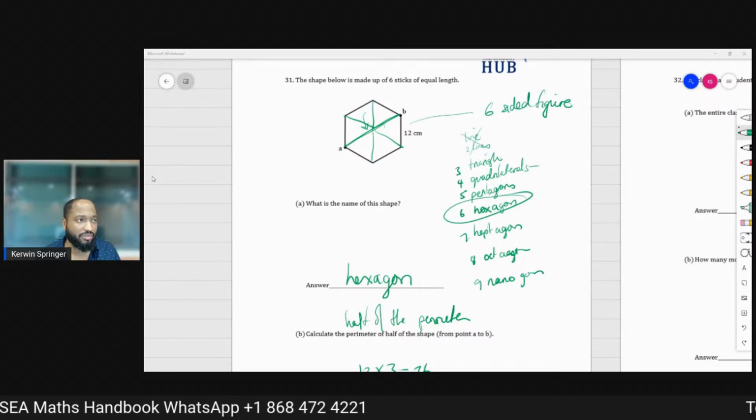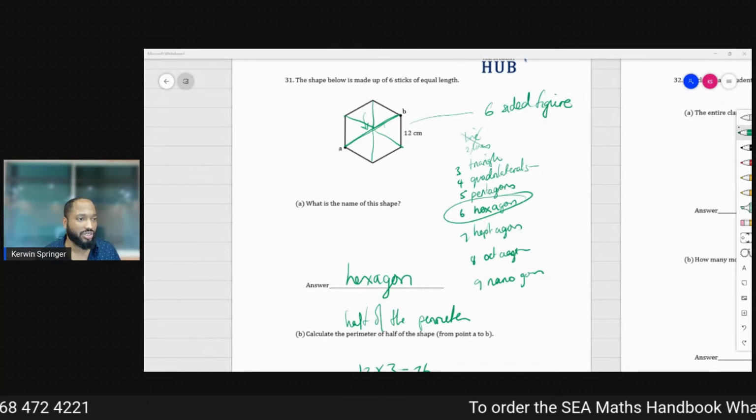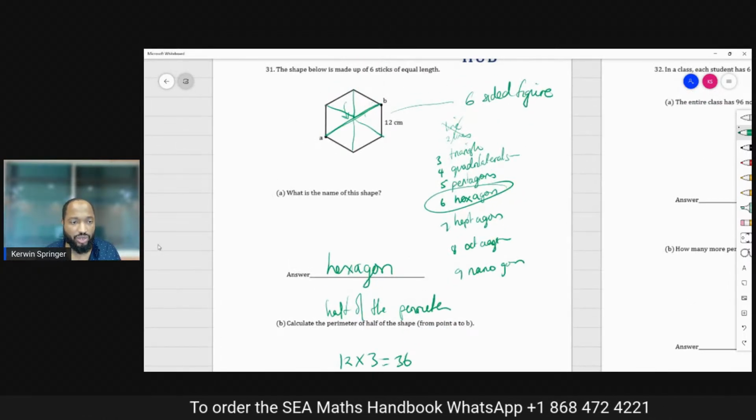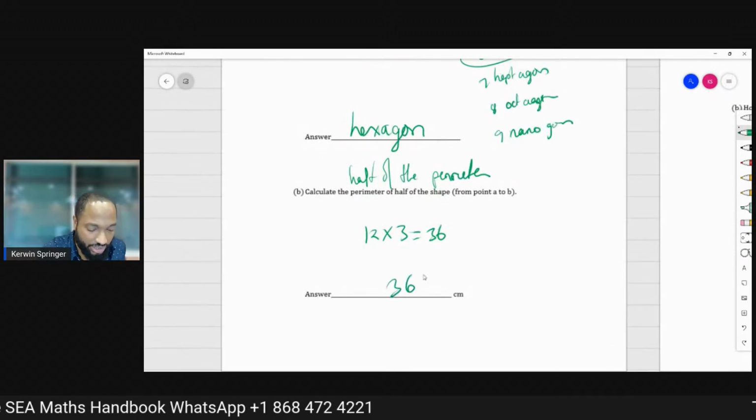Yeah, they just want you to divide it by 2. Nothing spectacular. So that's correct. It's just 36, 3 twelves. 1, 2, 3, 3 twelves. So this is 36 centimeters. So that's good.